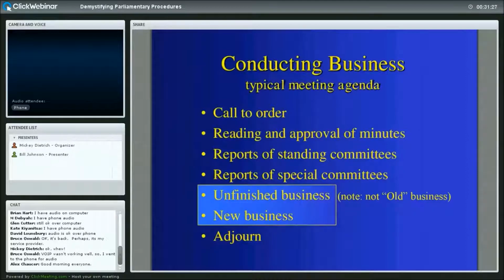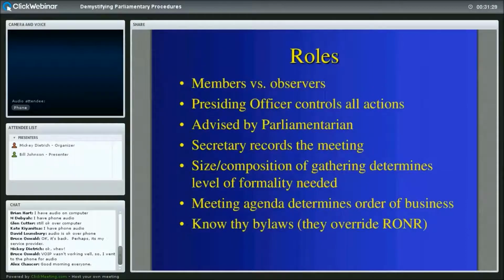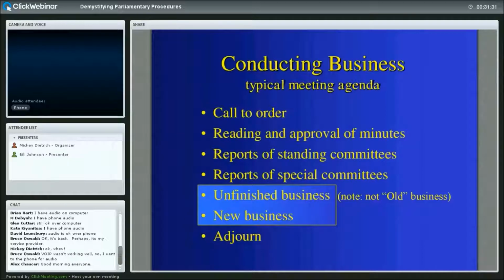Now, this is a typical meeting agenda here. That animation shouldn't have been happening there. Well, okay, never mind. That little highlight box on my original slide deck comes in on a second mouse click, but I guess we lost that under the WebEx here. But here's the meeting agenda that's specified in Robert's bylaws.